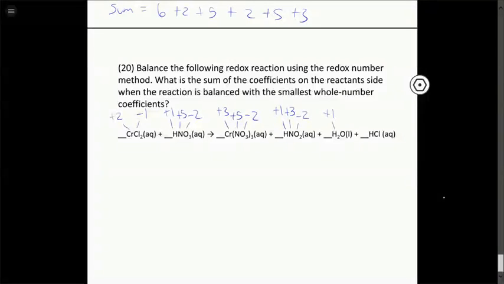Water is our familiar friend, +1, -2. And then HCl. As I said, in covalent compounds, hydrogen is +1. And then halogens, unless they're a central atom, is going to be -1. So the sum of those equals 0 to balance those out. So those are all the oxidation numbers. We notice here that chromium is changing. It goes from +2 to +3. So that's 2 parts.